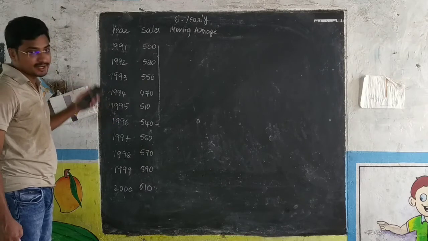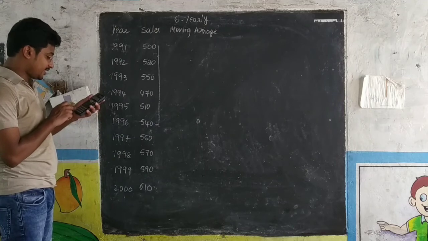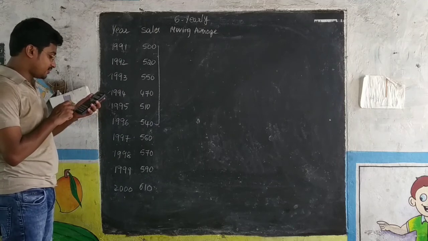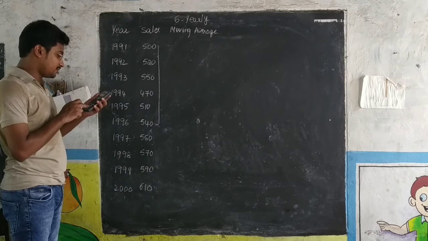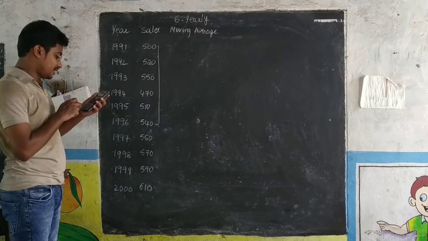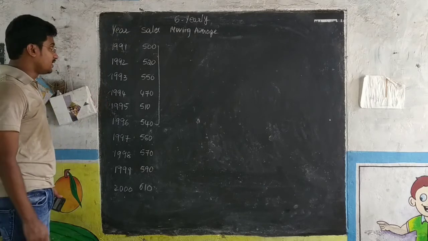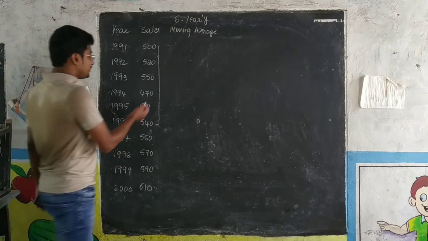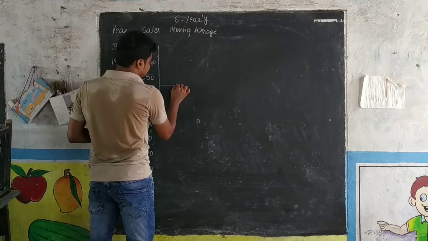Middle years 93, 94. First, the average of the first 6 years sales: 500 plus 520 plus 550 plus 470 plus 510 plus 540 divided by 6 is 515. Place that value in between the middle years. 515.